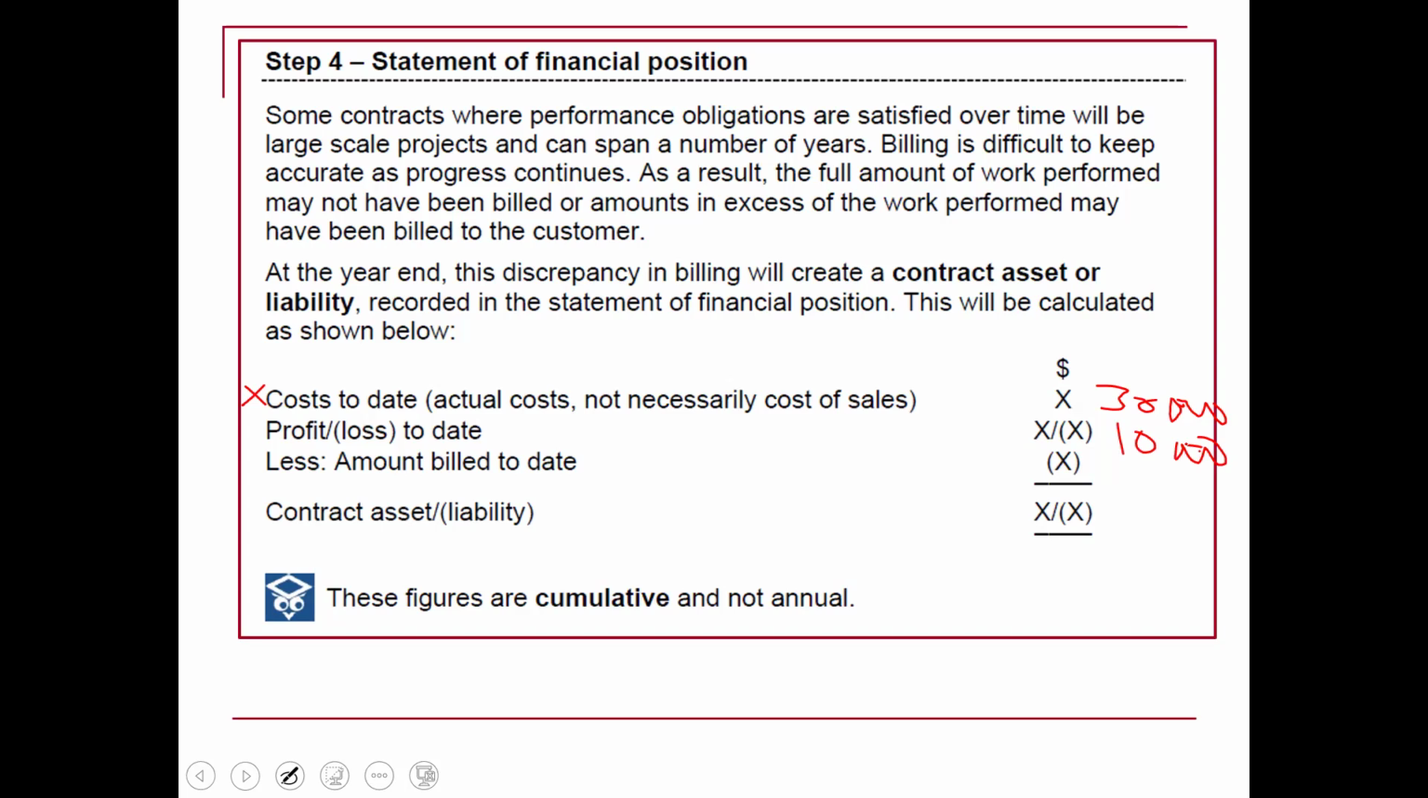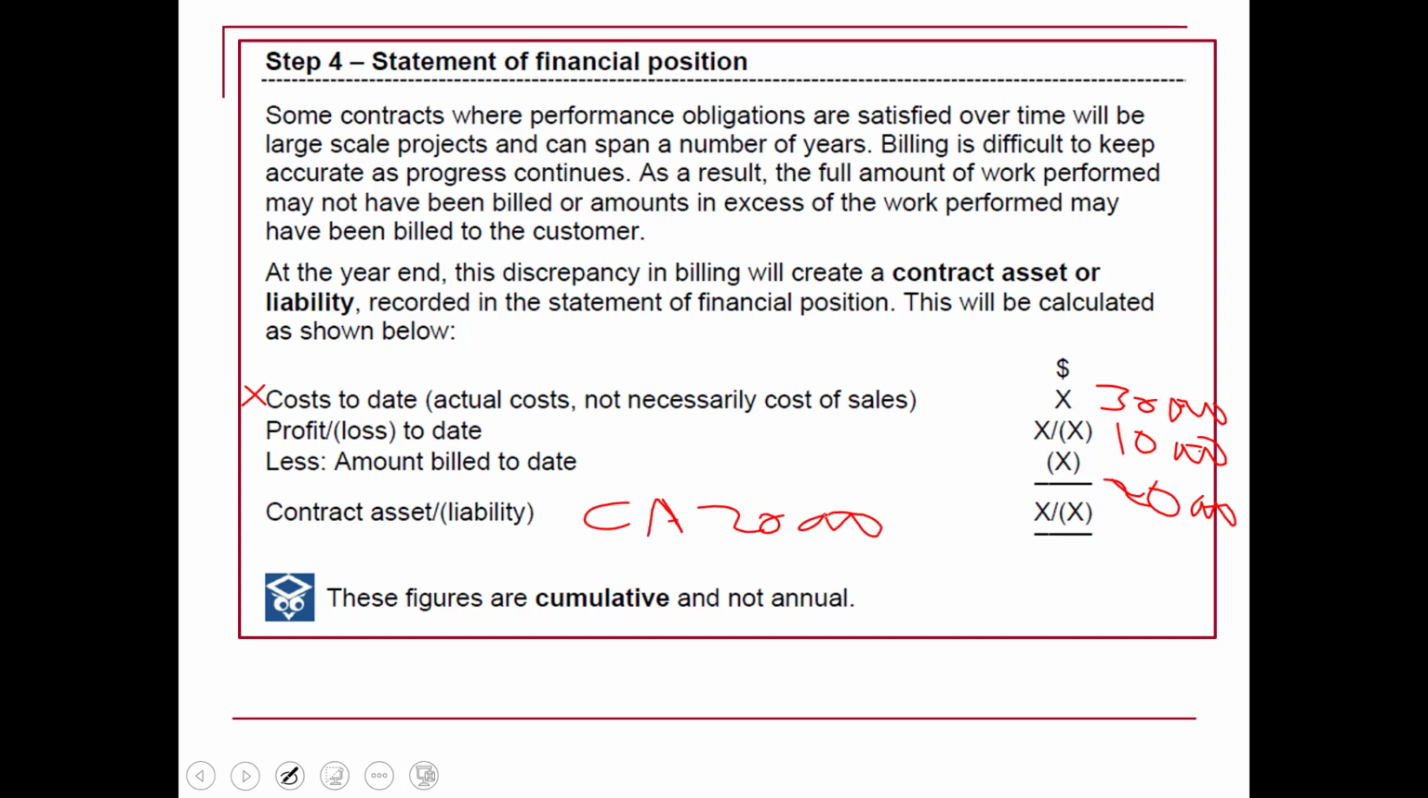Now, how much have we actually received from the customer? So the customer pays us after we have given the customer an invoice. So perhaps what we have billed the customer to date is actually 20,000. So we are saying we are entitled to 40,000 from the customer, but the customer to date has paid us 20,000, which means the customer owes us 20,000, which means it's a contract asset of 20,000.